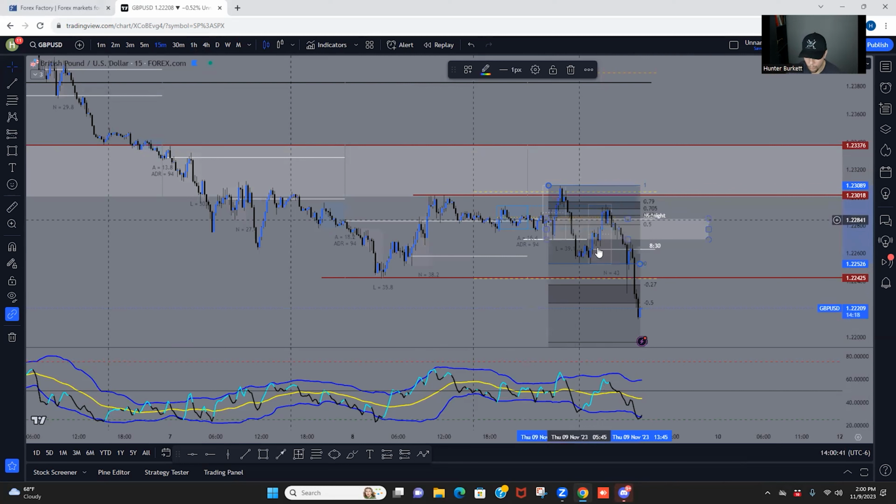You don't have to worry about it. You don't have to worry about, oh, is this fair value gap going to hold, or is it going to go to this fair value gap? You don't have to do nothing. Okay? That comes with experience.